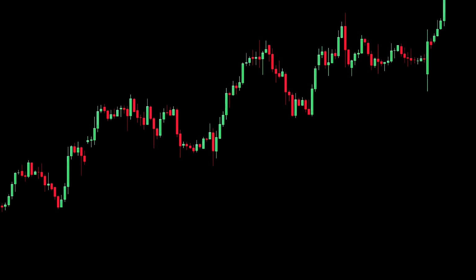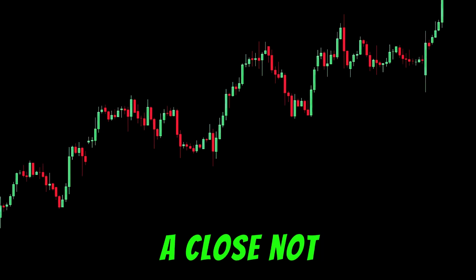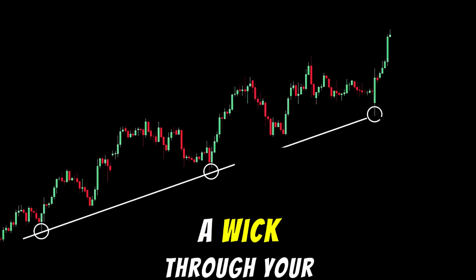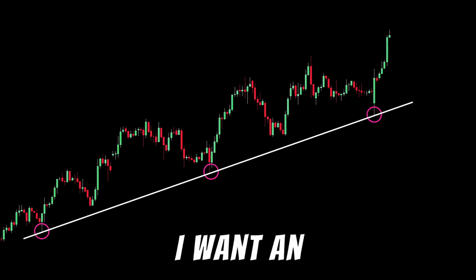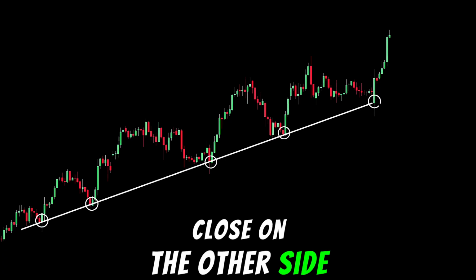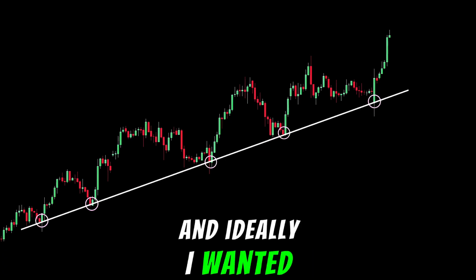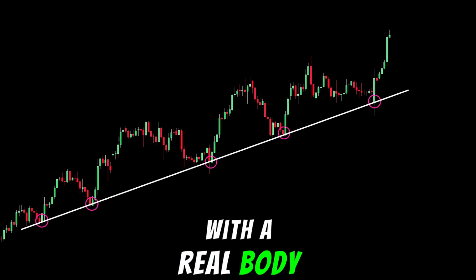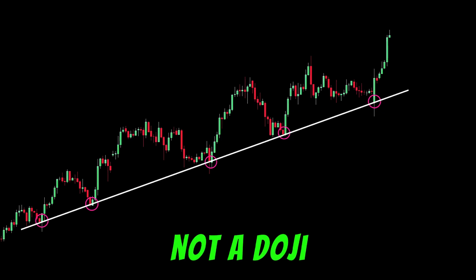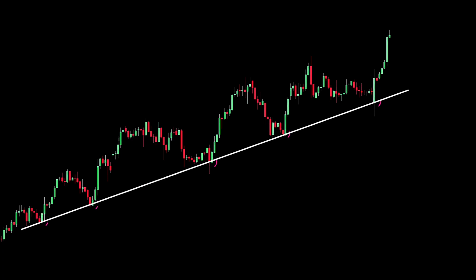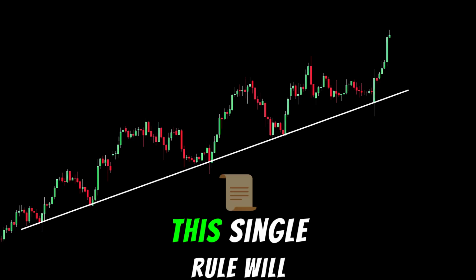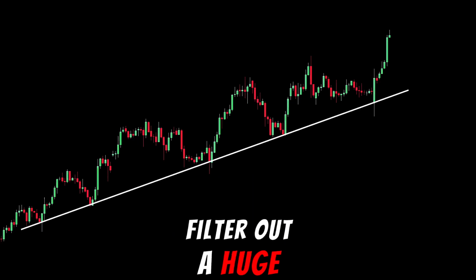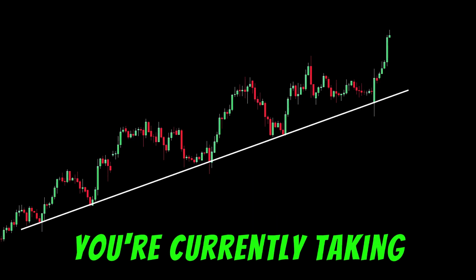Second filter. A break means a close, not a touch. A wick through your line is noise. On the hourly, I want an hourly candle to close on the other side, and ideally, I want it to be a candle with a real body, a decisive bar, not a doji that happens to settle a pip beyond. If your line is a zone, then a close beyond the far edge of the zone is what counts. This single rule will filter out a huge proportion of the fakeouts you're currently taking.